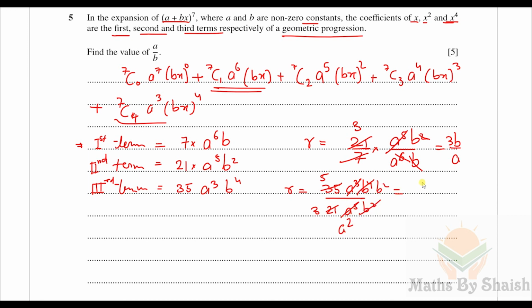So we got from here 5b square upon 3a square, and both are common ratios, so we will equate them. It means 3b over a should be 5b square over 3a square. These two got cancelled, these two got cancelled, cross multiply, and we got a over b as 5 over 3 times 3, that is 9. So the value of a by b is 5 over 9.